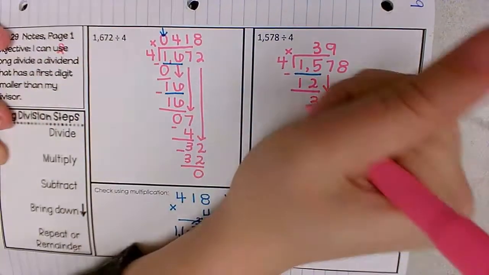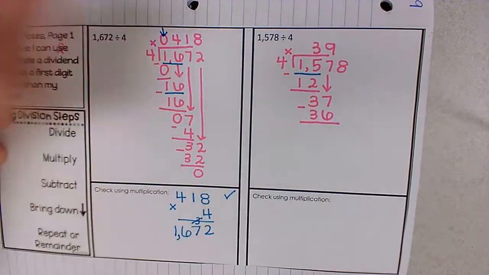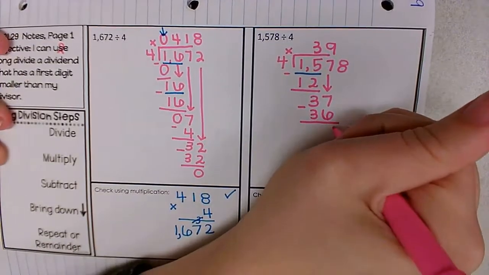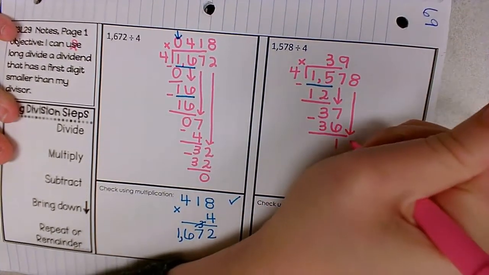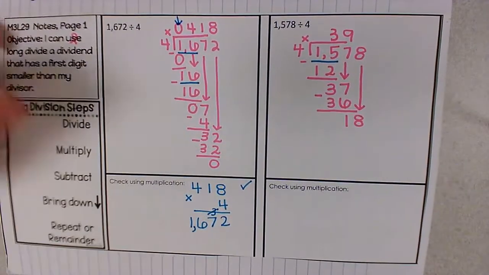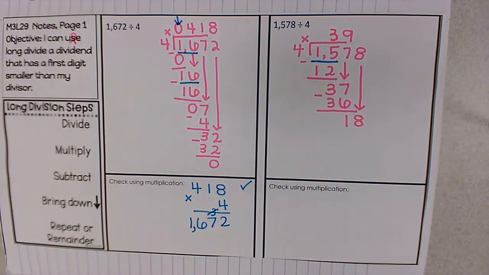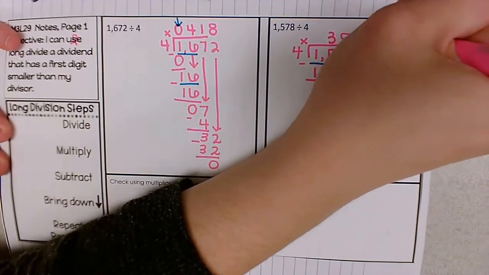Divide, multiply, and subtract. Divide, multiply, and subtract. Bring it on down. And bring it on back. Divide. 18 divided by 4. The closest I can get to 18 is 4 groups of 4.